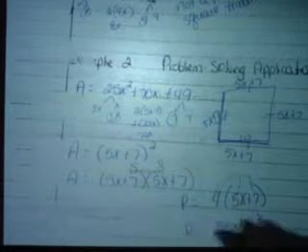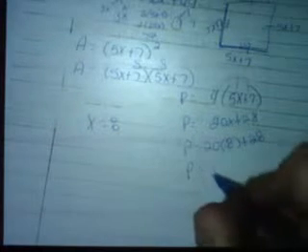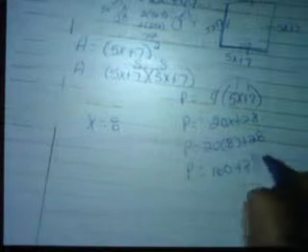Find the perimeter of this square when x equals 8. So the perimeter is going to be 20 times 8 plus 28, which gives me 160 plus 28. So the perimeter is 188.